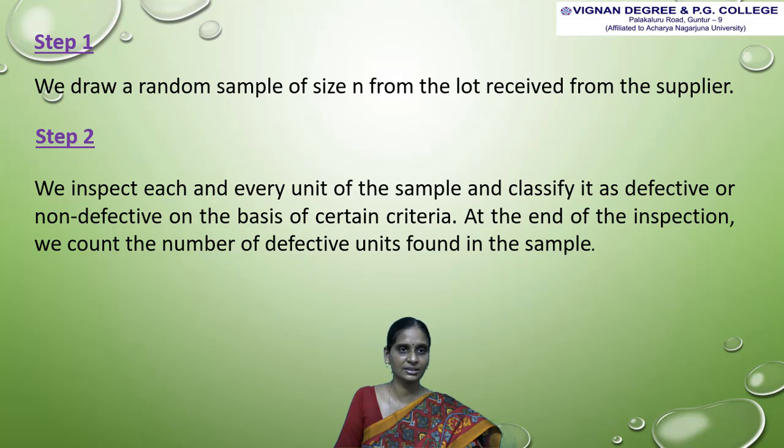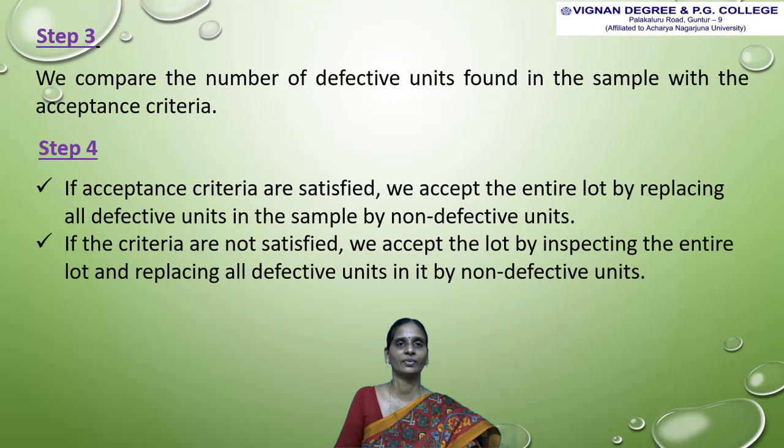In step 2, we inspect each and every unit of the sample and classify it as defective or non-defective on the basis of certain criteria. At the end of the inspection, we count the number of defective units found in the sample. In step 3, we compare the number of defective units found in the sample with the acceptance criteria.